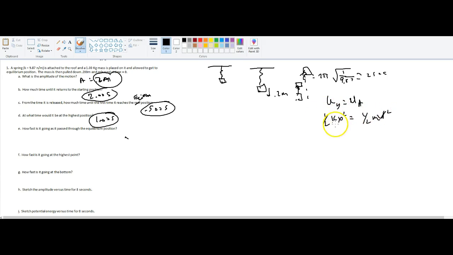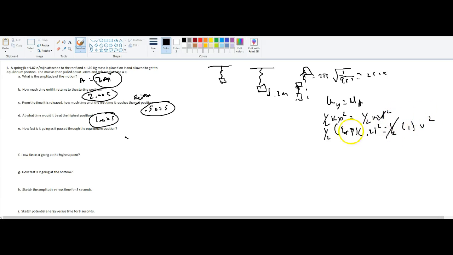Why did I pick spring energy? Because I know when I pull it down 0.2 meters, I know where it is, right? I'm letting go of it, so there's no kinetic energy at that point, right? So 1/2 k, which is 9.87, x is 0.2 squared, equals 1/2 m, which is 1, v squared, right?